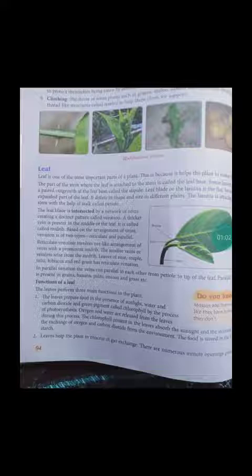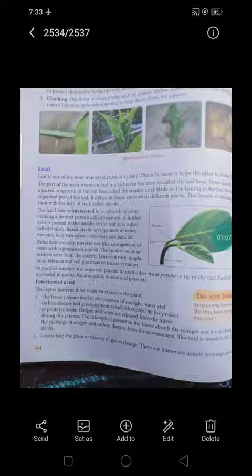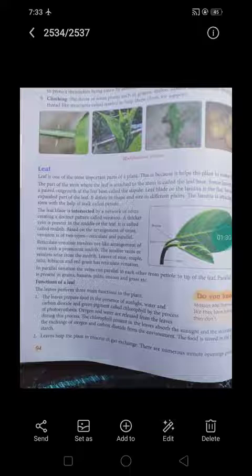The leaf blade is interspersed by a network of veins, creating a distinct pattern called venation. The thicker vein present in the middle of the leaf is called the midrib. Based on the arrangement of veins, venation is of two types: reticulate venation and parallel venation. Reticulate venation involves a net-like arrangement of veins with a prominent midrib. The smaller veins or veinlets arise from the midrib.